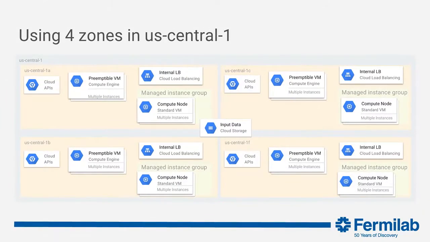We didn't just use one zone. If we're going to scale that high, it's advisable to do more for preemption. So we covered four zones in Central1. You can see the architecture overall, and we were reading everything from a regional bucket for our input data, displayed in the middle.